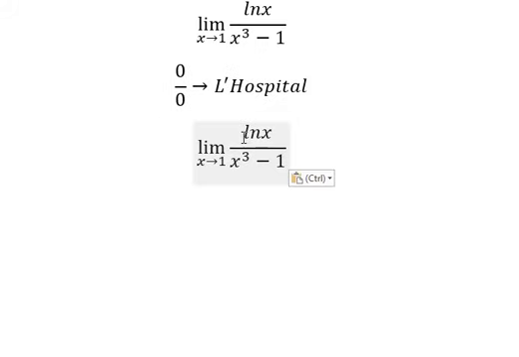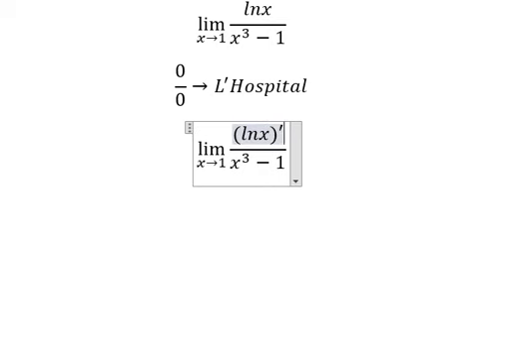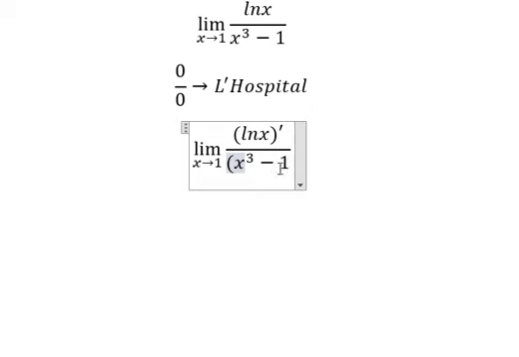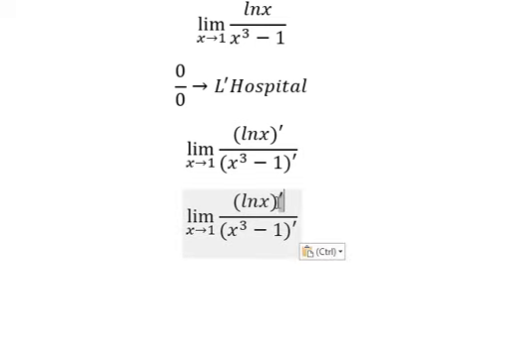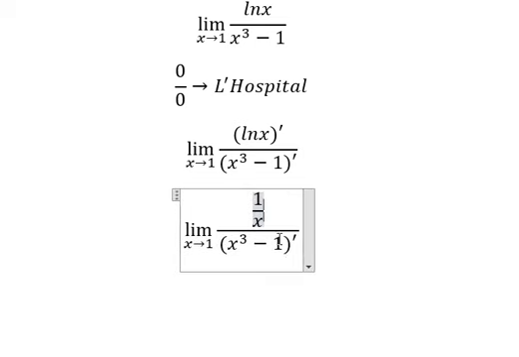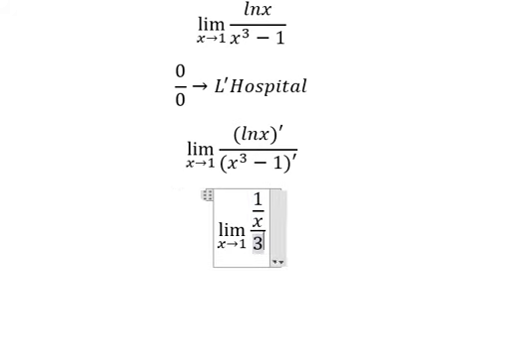So we need to do first the derivative on numerator and denominator. So this one we have 1 over s. This one we have 3s to the power of 2.